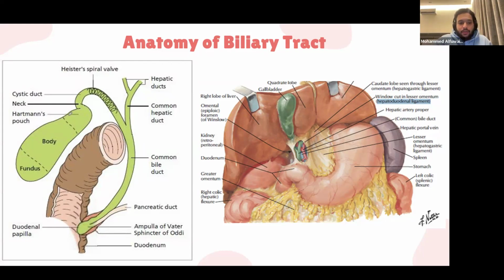But usually the most common one is it's going to join with the common hepatic duct to form the common bile duct. Now, starting from up here, right and left hepatic duct join together to form the common hepatic duct, which joins with the cystic duct to form the common bile duct. The common bile duct goes all the way over here, which is the ampulla of Vater, which is basically the joining of the common bile duct with the pancreatic duct. Okay? And it goes into the sphincter of Oddi to the duodenum.